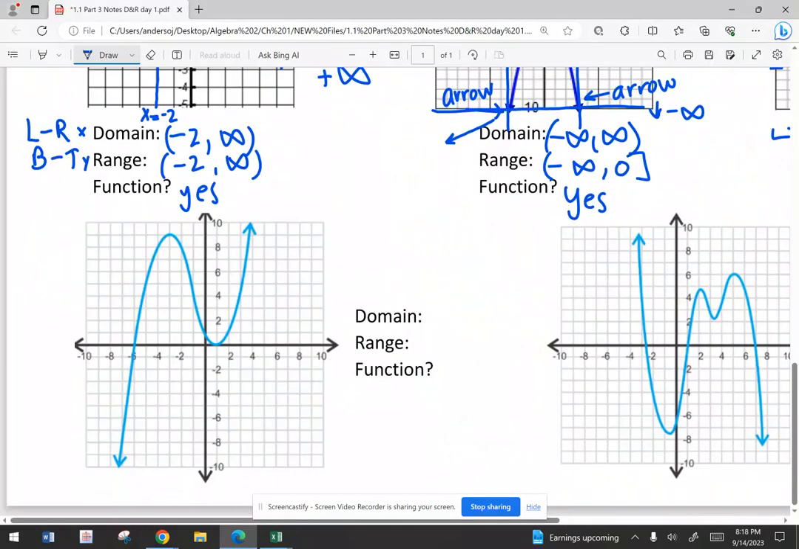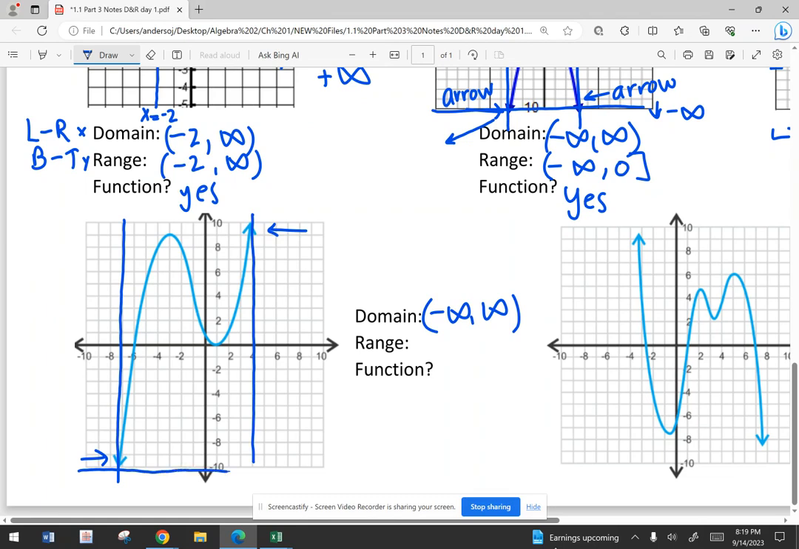This particular graph, when we look at this, if I go to the farthest of the left and the farthest of the right, I hit negative infinity to positive infinity. I hit an arrow and an arrow. Always parentheses with infinity. On the bottom of the graph and on the top of the graph, I hit an arrow and an arrow. Negative infinity to positive infinity. This graph also is a function.